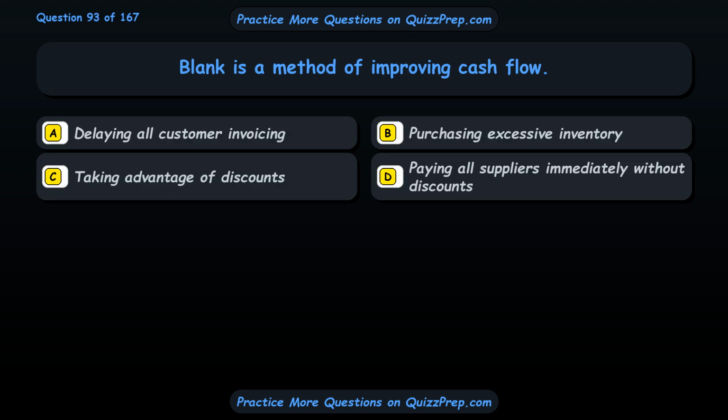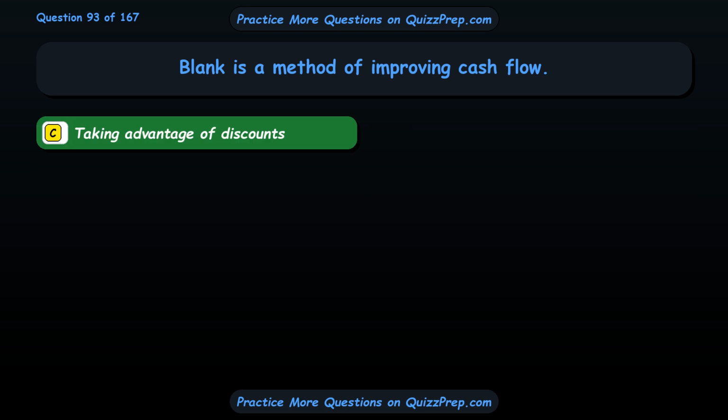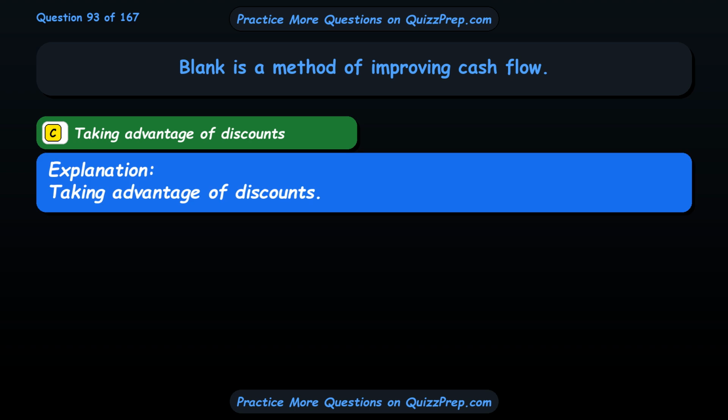Question 93. Blank is a method of improving cash flow. Option A. Delaying all customer invoicing. Option B. Purchasing excessive inventory. Option C. Taking advantage of discounts. Option D. Paying all suppliers immediately without discounts. The correct answer is option C. Taking advantage of discounts.